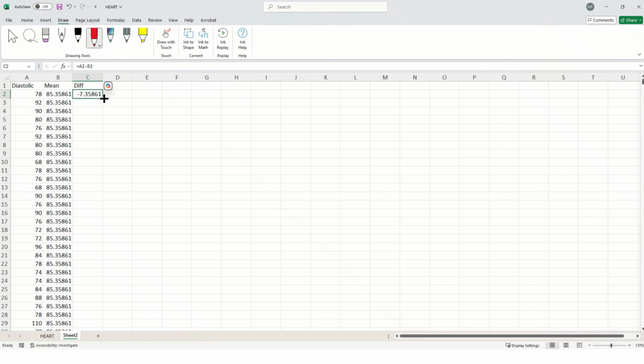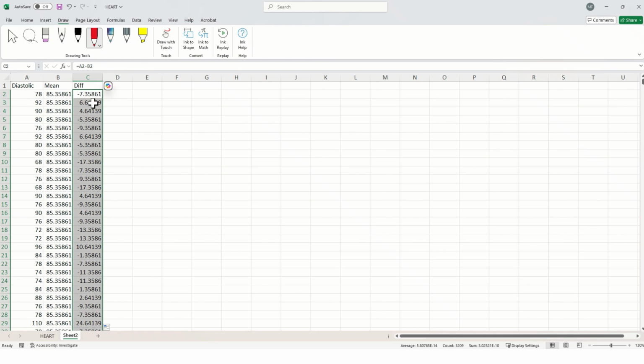Again, I'm going to click on the fill handle, and now I see that the second person has a diastolic blood pressure of 92, which is 6.64 millimeters above the mean. Third person has a diastolic blood pressure of 90, which is 4.64 millimeters above the mean. Similarly, fifth person has a diastolic blood pressure 5.36 millimeters of mercury below the mean, and so on.